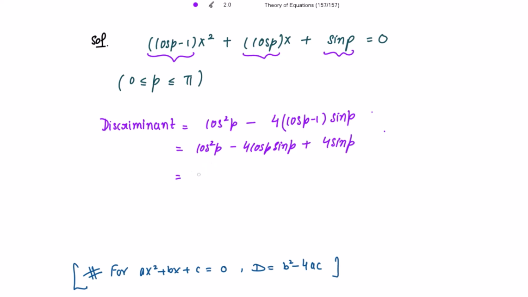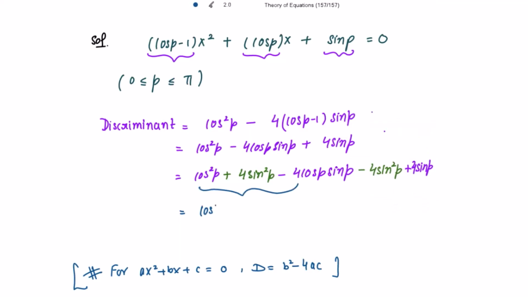We need to make the perfect square, and for that let's add and subtract 4 sine square p. So from these three terms we get cos of p minus 2 sine of p whole square, and in the rest of the terms, let's take 4 sine p common. So let's write plus sign here, 4 sine of p, into 1 minus sine of p. Is it okay? Fine? Alright.